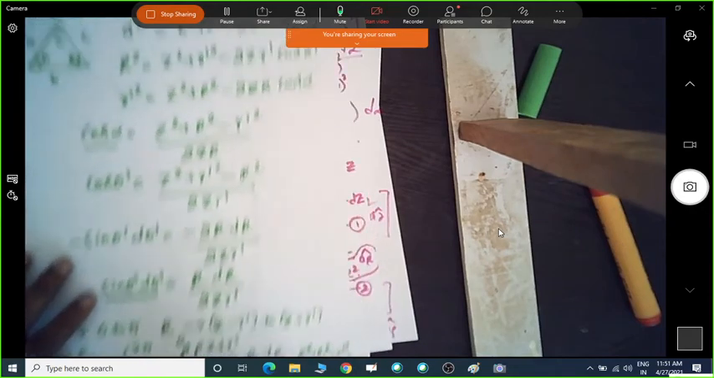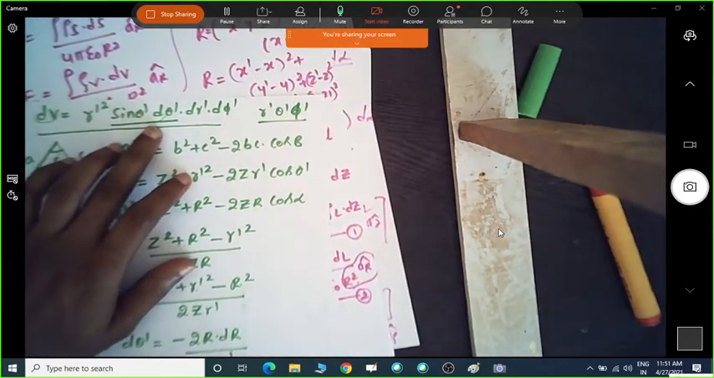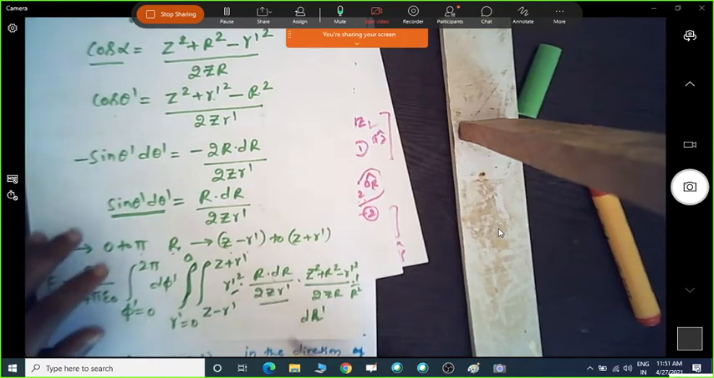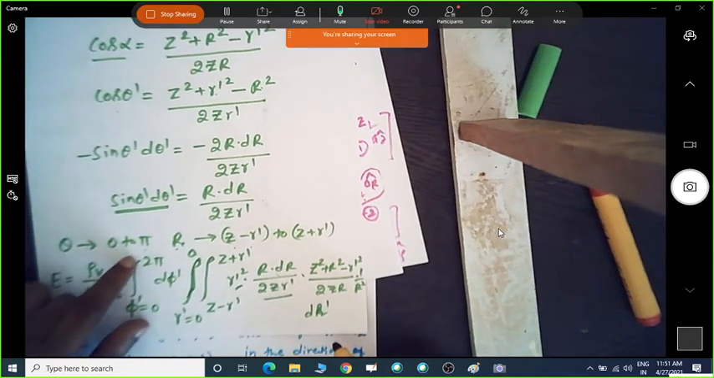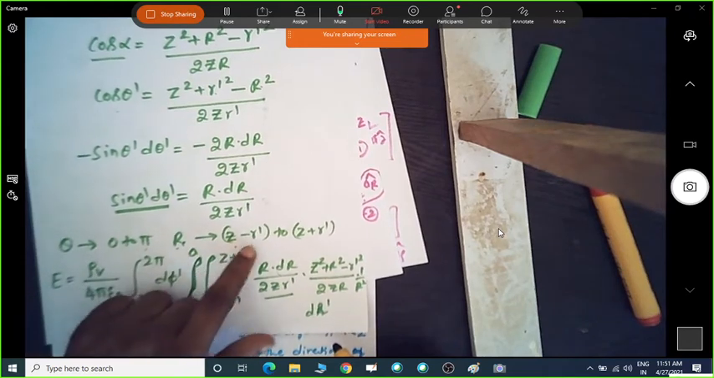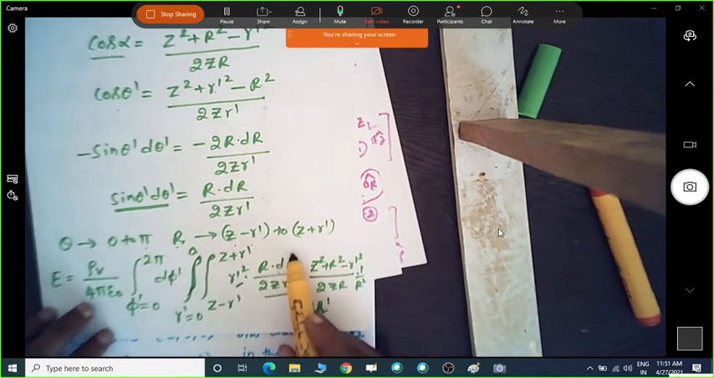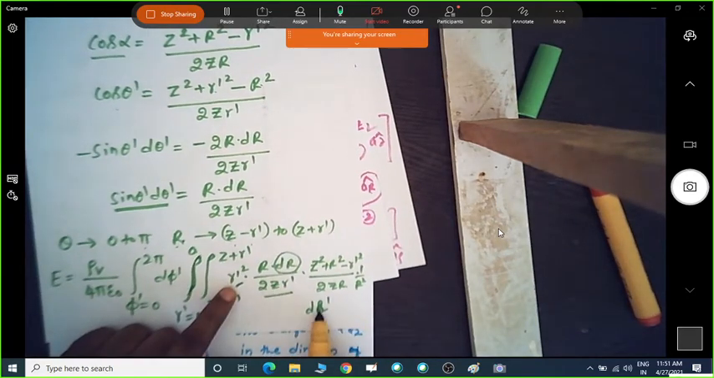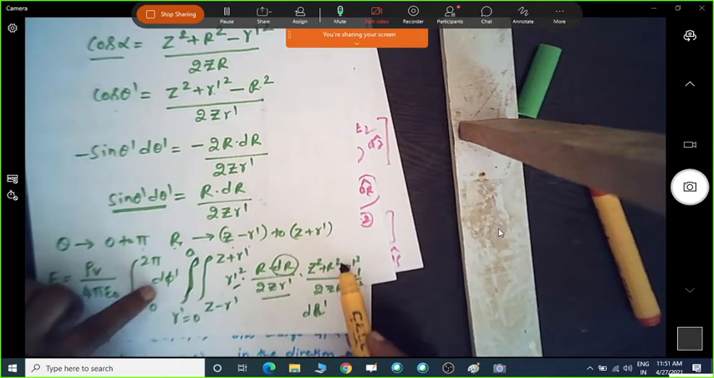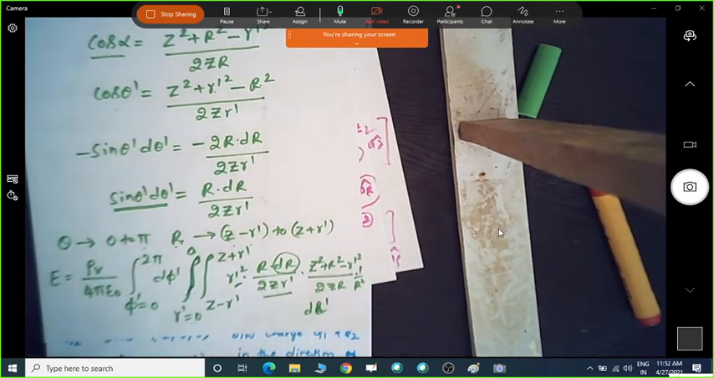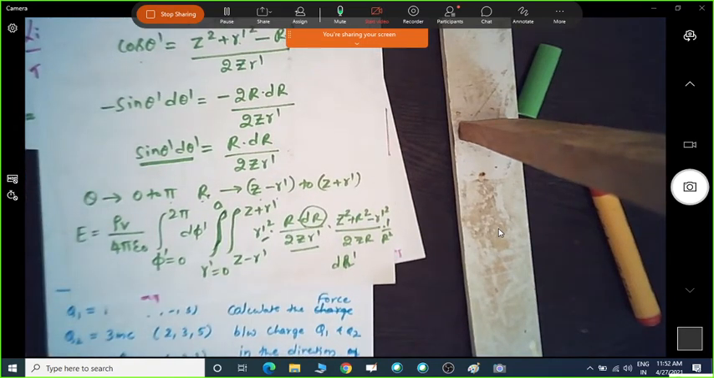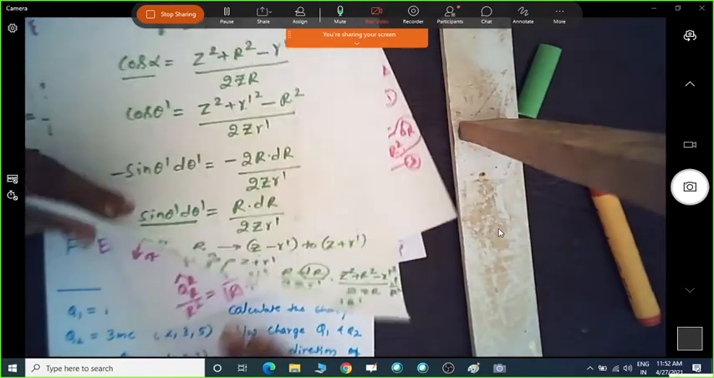With respect to d theta dash, we have dr, because whenever theta varies, r varies from this value to this value with respect to the change in the r value. So this is dr, this is theta, this is phi, and this is the cos alpha value. Now we have substituted all the values in the field equation, so now we have to evaluate this integral.